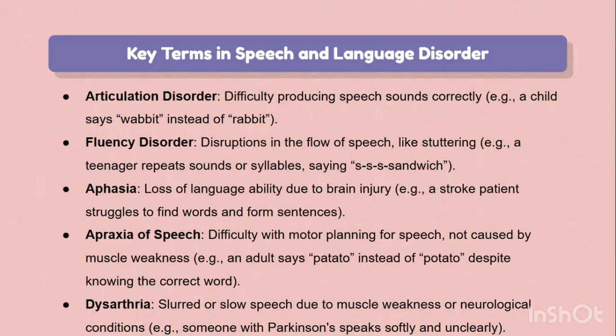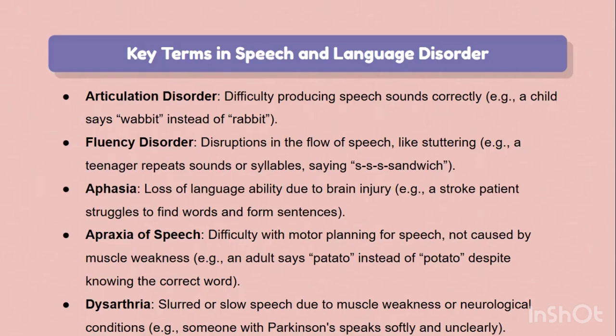Fourth, apraxia of speech: difficulty with motor planning for speech, not caused by muscle weakness. For example, an adult says potato instead of potato despite knowing the correct word. So, to repeat myself, an adult saying potato instead of potato despite knowing the correct word. So even though the adult knows the correct word, they're still saying the wrong word.